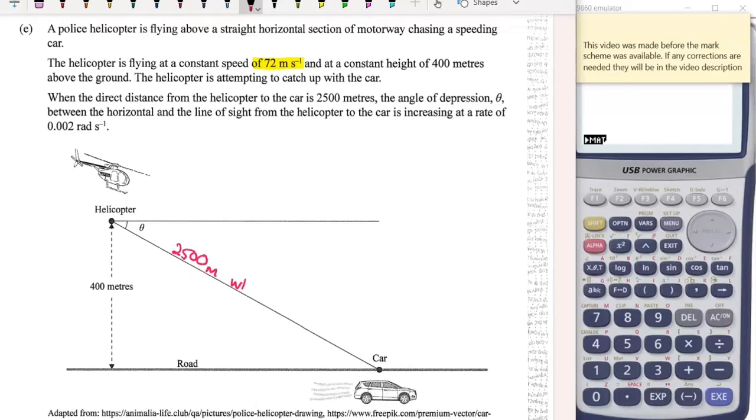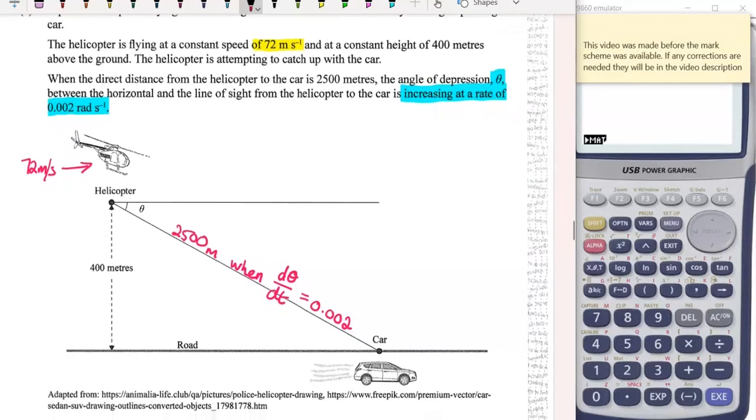meters when this next bit is true, which is that the angle theta is increasing at a rate of 0.002. So when d theta by dt equals 0.002. I'm just going to add a little bit to the diagram. That helicopter is going at 72 meters per second.